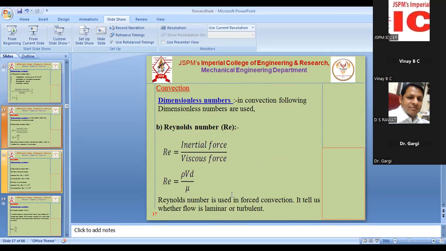Reynolds number is what? Inertial force divided by viscous force. So it tells which force is dominating.